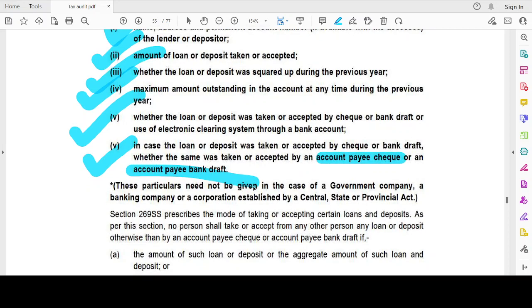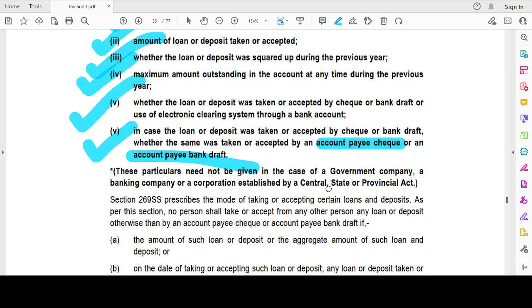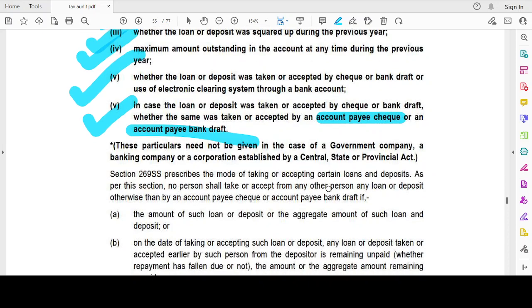These particulars need not be given in the case of a government company, a banking company, or a corporation established by a Central, State or Provincial Act. Now, it is to be given for a regular lender, but if the lender is himself a government company or a banking company or a corporation, then such particulars are not to be given.